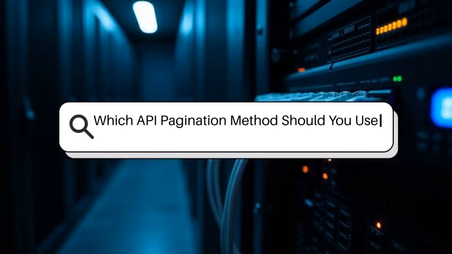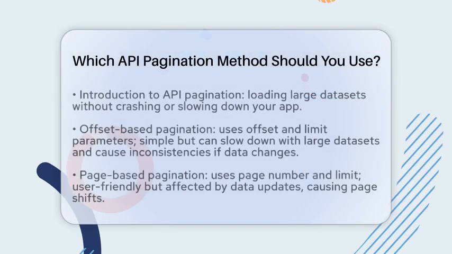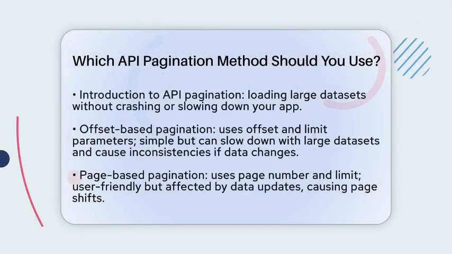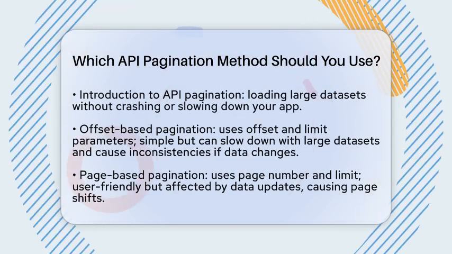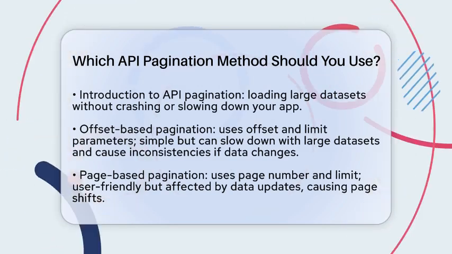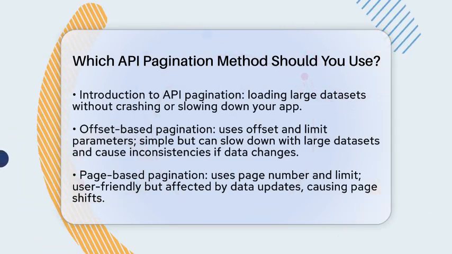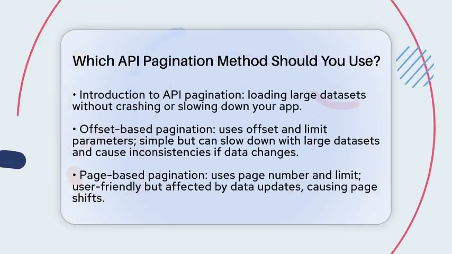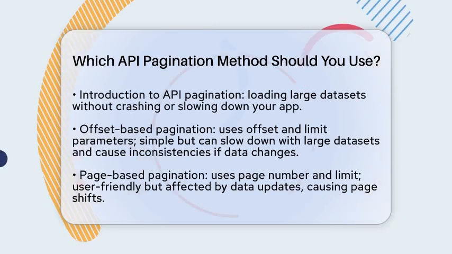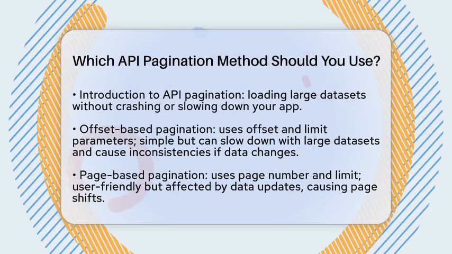Which API pagination method should you use? Imagine you're trying to load a huge list of products from an online store or fetch thousands of social media posts. How do you get all that data without crashing your app or slowing everything down? That's where choosing the right way to paginate your API responses comes into play.